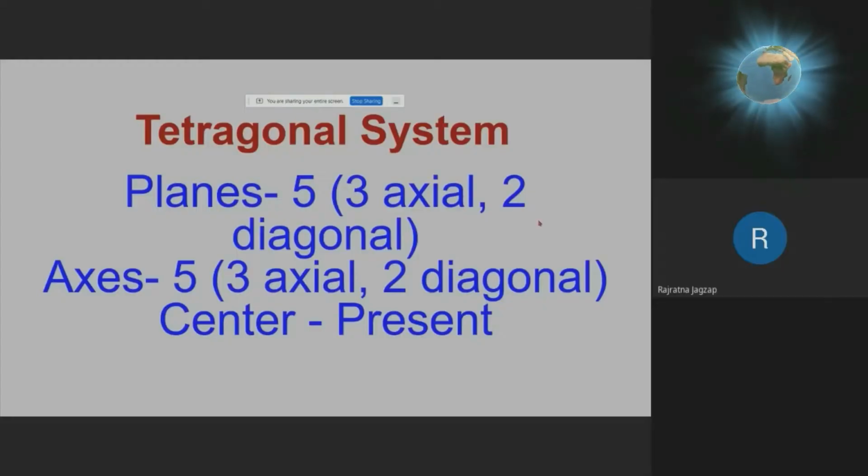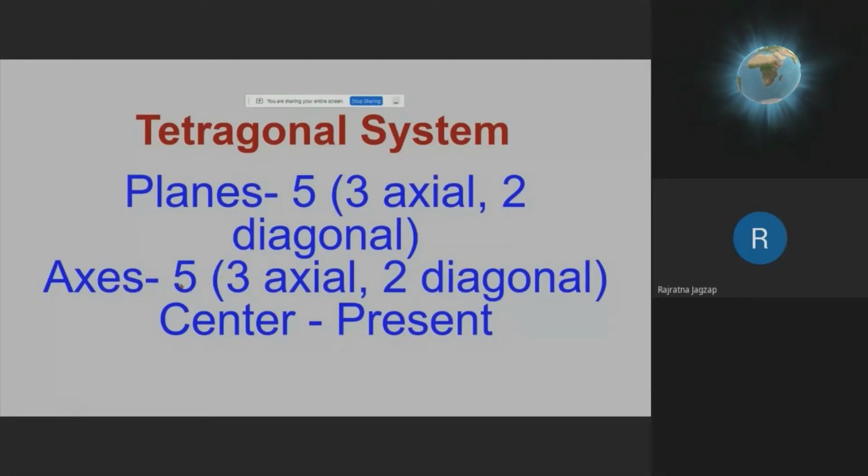So these are the simplest elements of symmetry for tetragonal system. Total planes are 5 and axes are 5. Center of symmetry is present. The details of the planes of symmetry, that is, out of 5 total planes of symmetry, 3 planes of symmetry are axial in position and 2 are diagonal. We shall see afterwards.